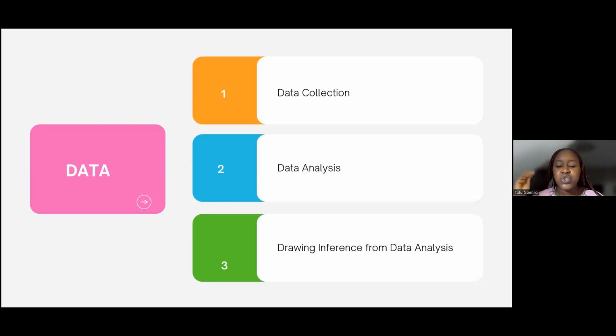The next thing is drawing inference from data. Data is useless if it does not give you a result. Data is useless if it does not lead to an action. Data is useless if it does not help you to track a pattern, or recognize something, that, oh, there was an increase and at this point there was a decrease, right?